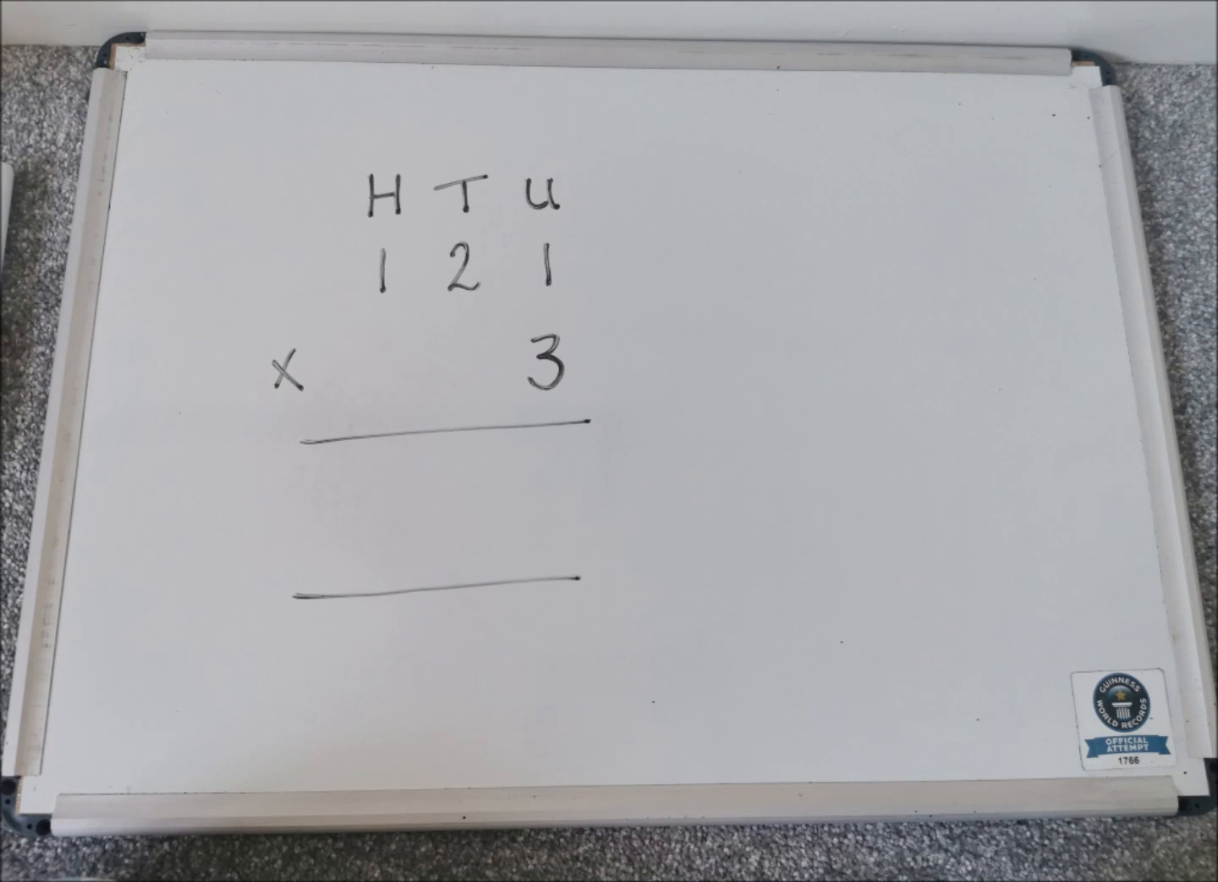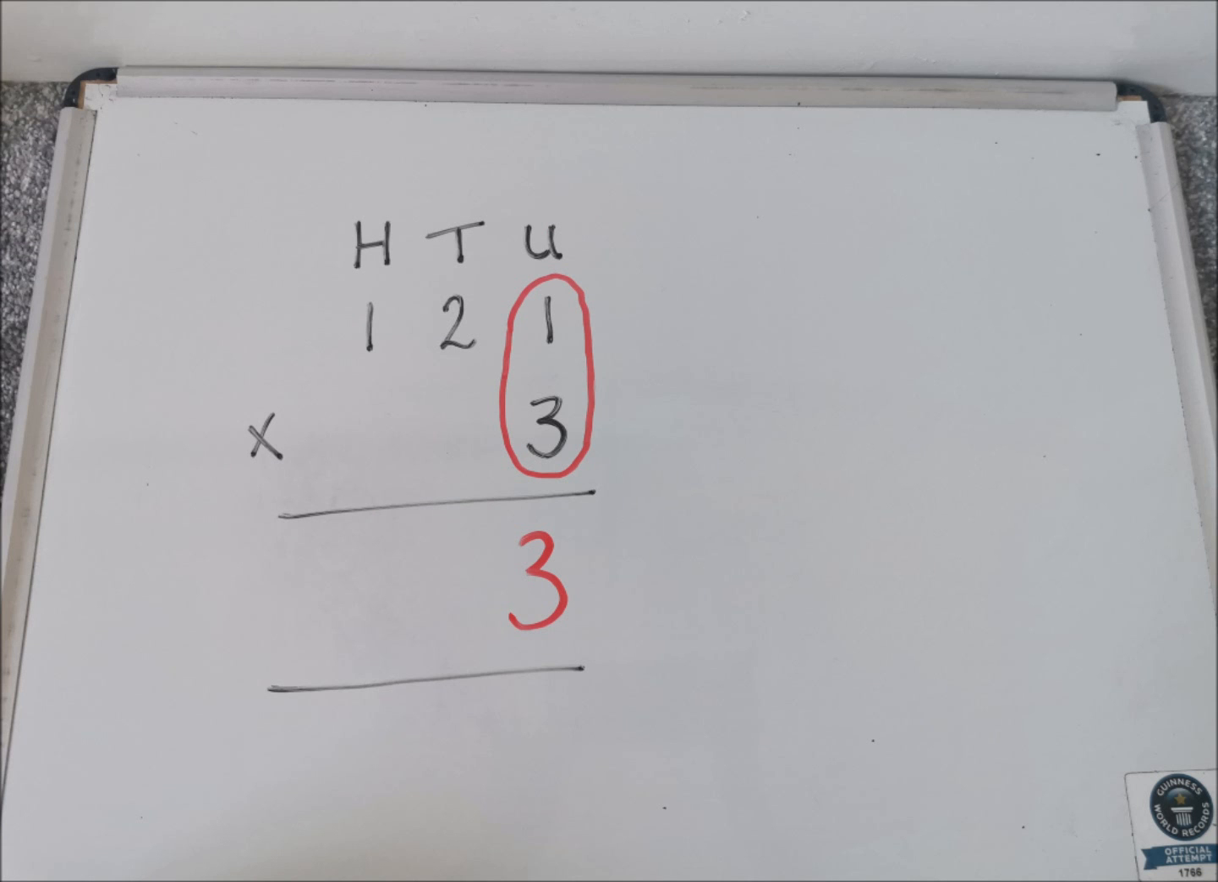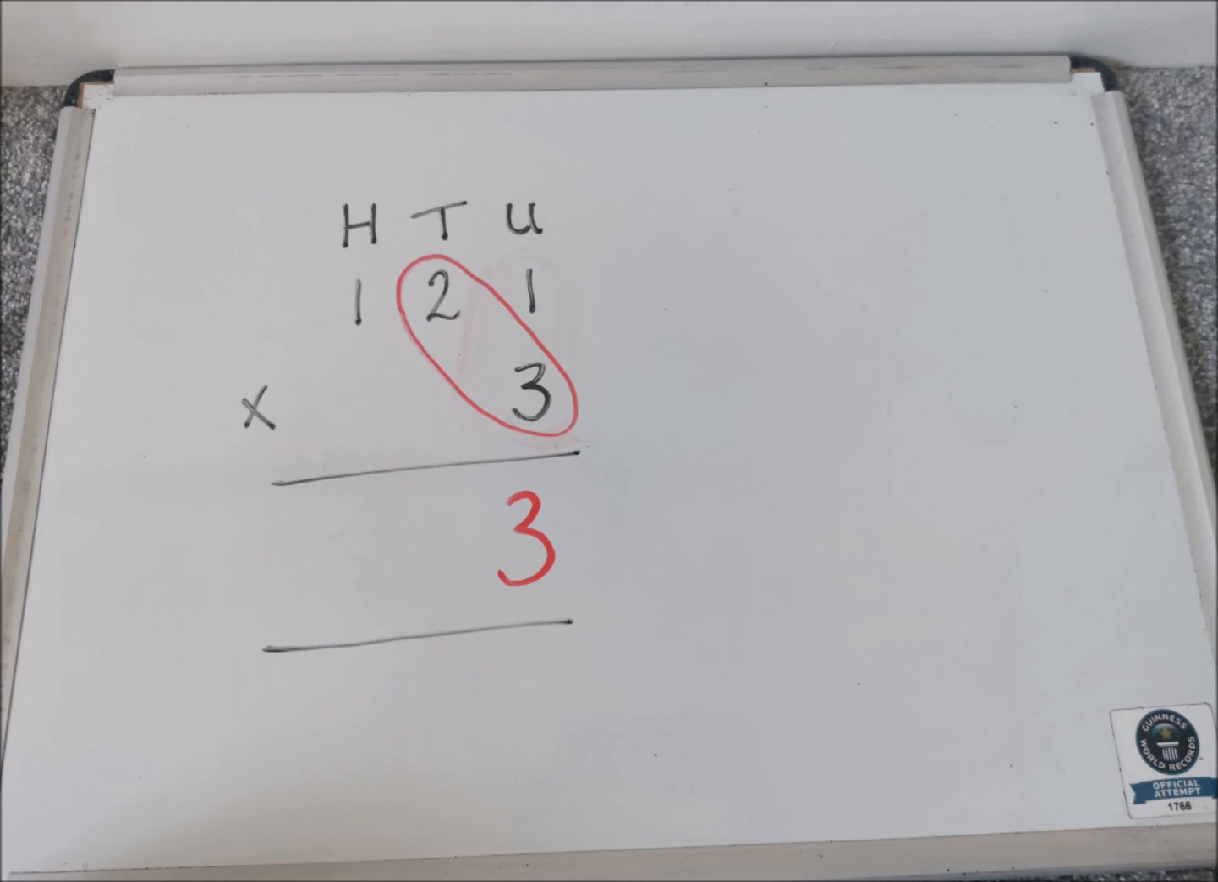Our times table symbol goes on the outside of the sum, and we draw 2 nice big lines for our answer box. So the same method that we do for 2 digit times 1 digit, we start in the units column and we do 3 times 1 or 1 times 3, and we write the answer 3 in the answer box just like that.